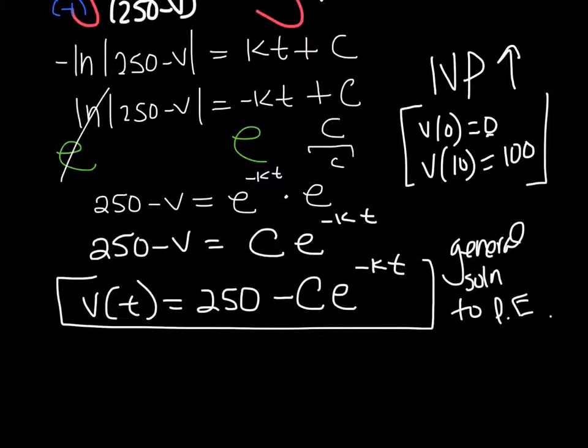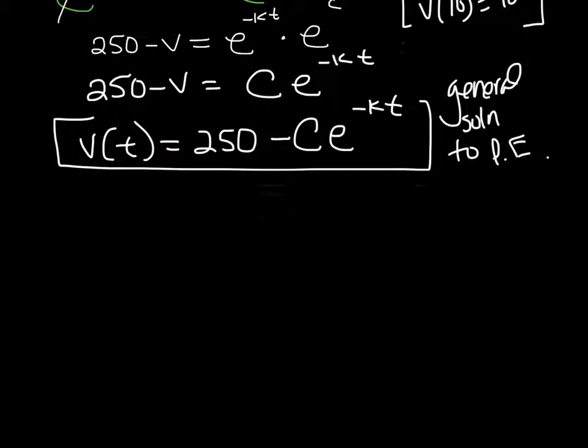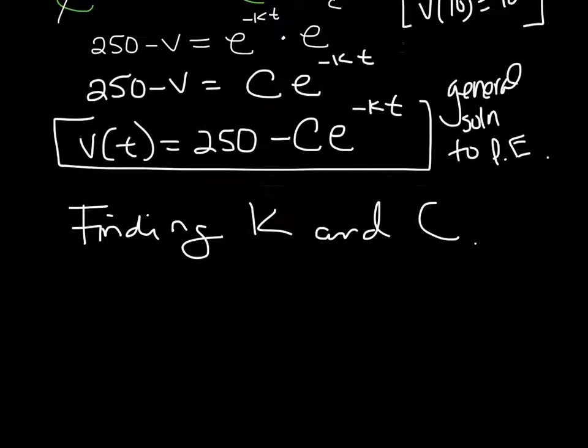We have this function, so let's go ahead and find c, and let's find k, because then we'll be able to find the time that the car will reach a velocity of 200 kilometers per hour, because we'll be able to plug in our 200. Hopefully it makes sense that you have to find your k and you have to find your c. So moving on, we're finding our k and c.